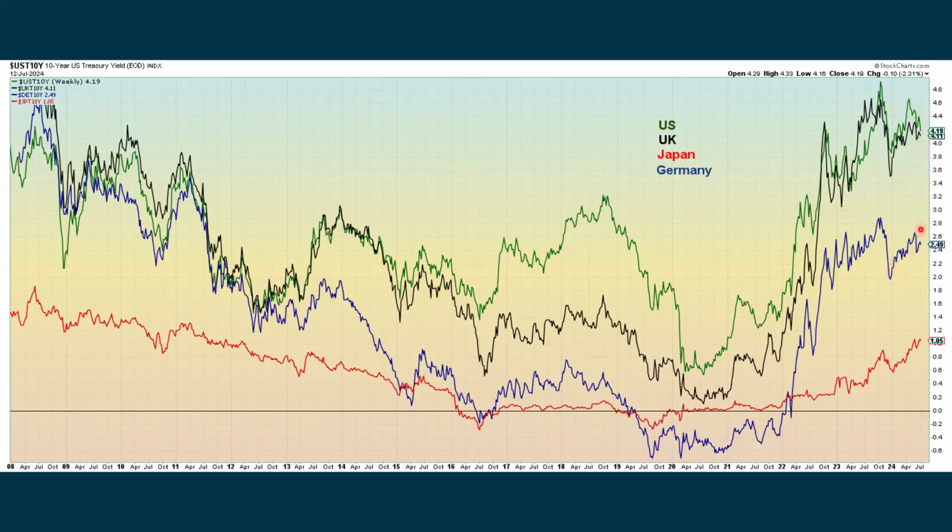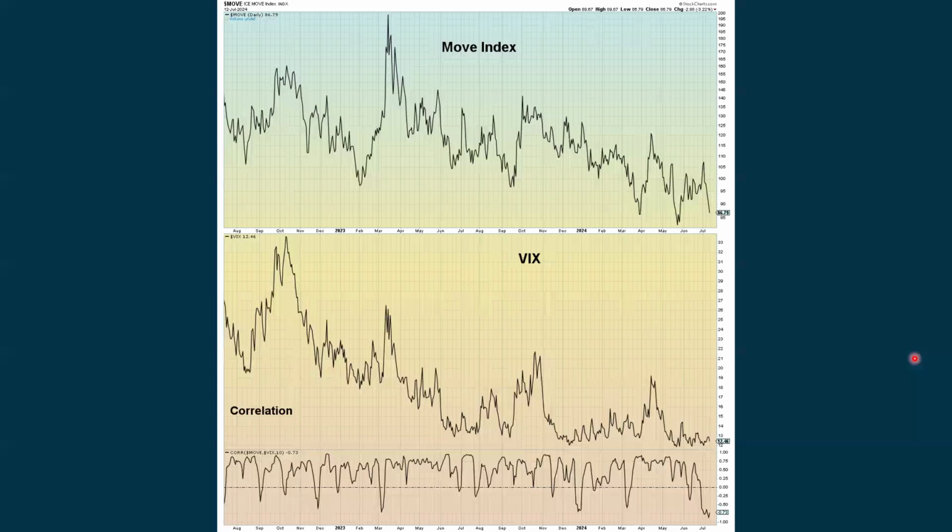German rates, which had been going up, seem to be plateauing for the time being. And the red line, that's Japanese rates. They are also continuing to go up, but have settled down a little bit recently. Then we have the MOVE index on top, which measures the volatility of bonds, and the VIX in the middle area, which measures the volatility of stocks.